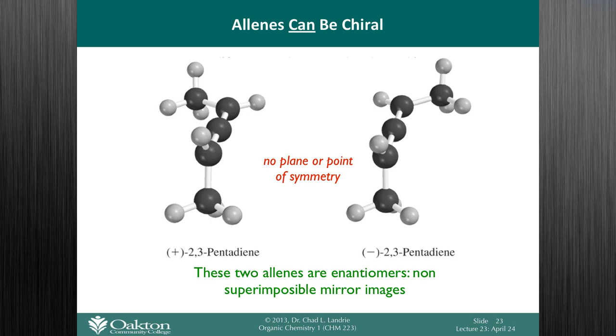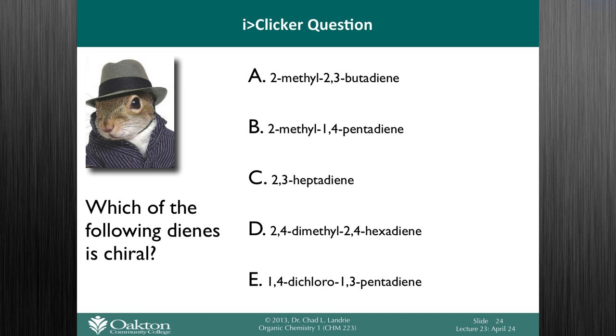Another unique feature of allenes is that they can be chiral if we have substituents on these terminal carbon atoms. Here we have 2,3-pentadiene, which is an enantiomer of this 2,3-pentadiene. Enantiomers are non-superimposable mirror images. Not all allenes are chiral, but some of them can be. See if you can decide which of the dienes in this list is chiral. I highly recommend you draw all of these out on paper first.